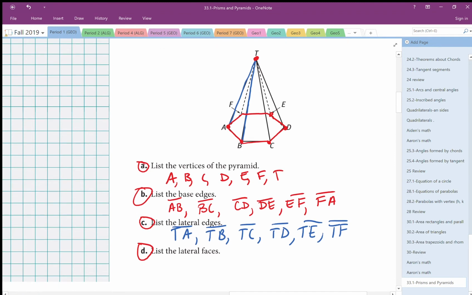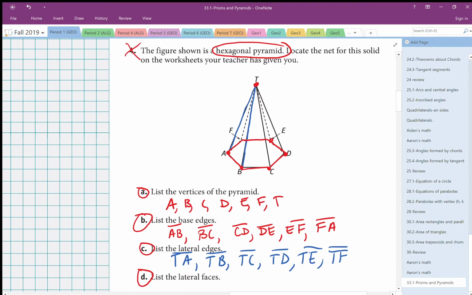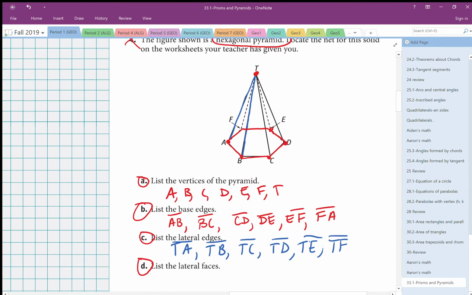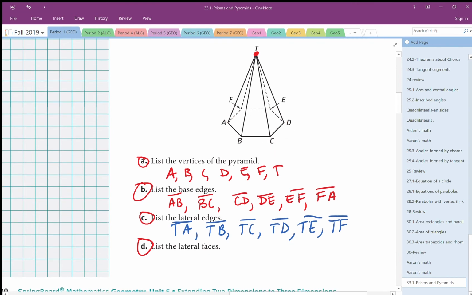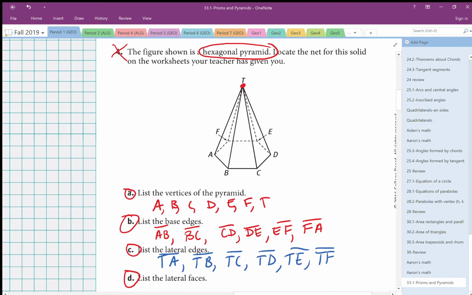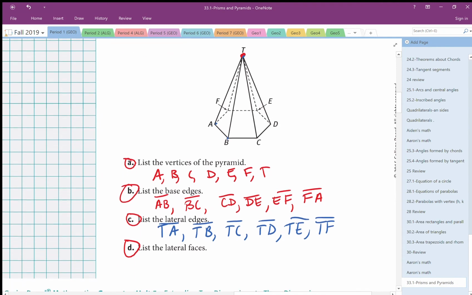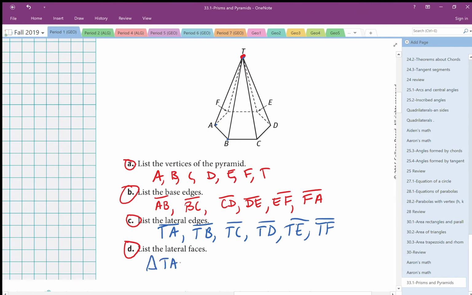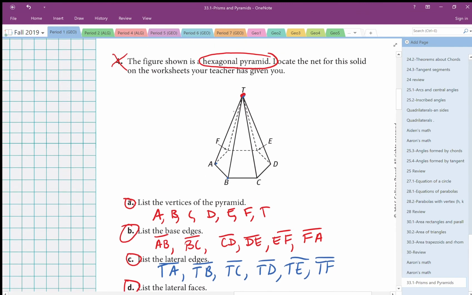List the lateral faces. What's a face again? It is a side. All right, and it's the lateral bases. It's not, I'm sorry, lateral faces. That means the sides that are not also the base. All right, so lateral faces, they're all triangles. So TAB is one of them. Triangle TAB is the first face. That's this one right here. All right, and then the next one would be TBC.